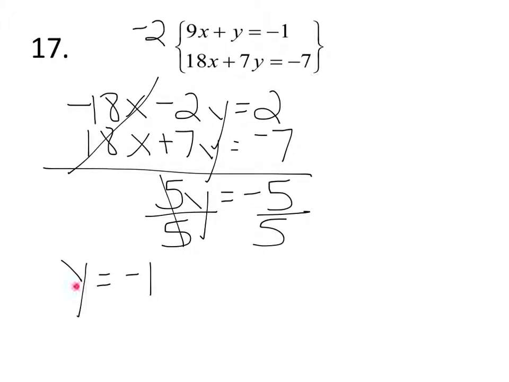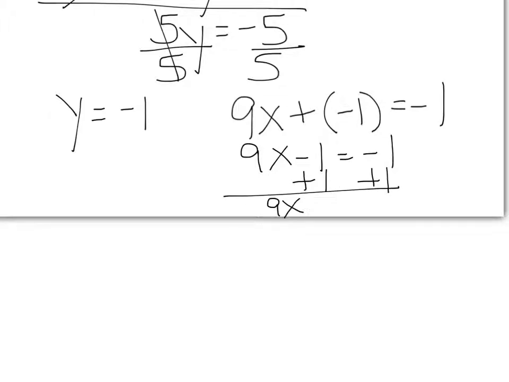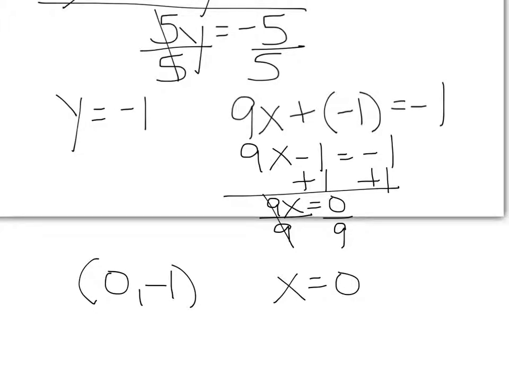And then you take this negative 1 and you plug it into one of your equations. I'm going to choose the top one. So I have 9x plus y, which is negative 1, is equal to negative 1. So this says 9x minus 1 is equal to negative 1. So I'm going to add 1 to both sides. I get 9x is equal to 0. Then I'm going to divide 9 from both sides. You get x is equal to 0. So your ordered pair is 0, negative 1. And that's your solution to the system.